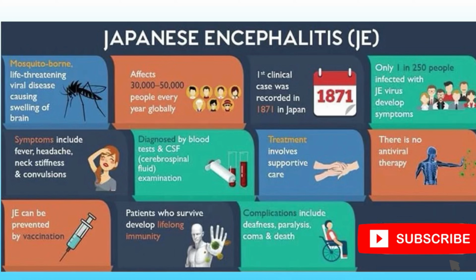JE can be prevented by vaccination. Patients who survive develop lifelong immunity. Complications include deafness, paralysis, coma, and death.